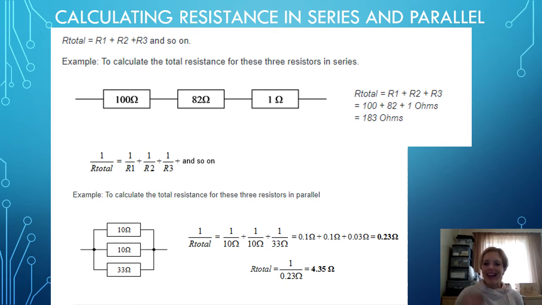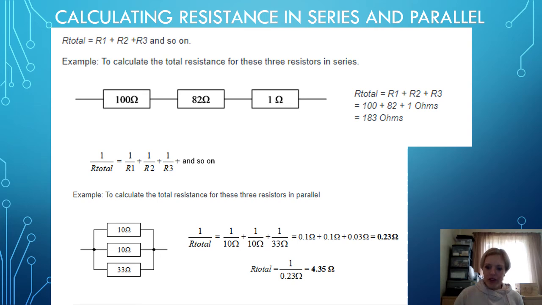If I'm working it out in series, all I'm doing is R1 plus R2 plus R3. So in this situation, the total resistance is going to be 100 plus 82 plus 1. Therefore, my resistance for my series circuit here is going to be 183 ohms.